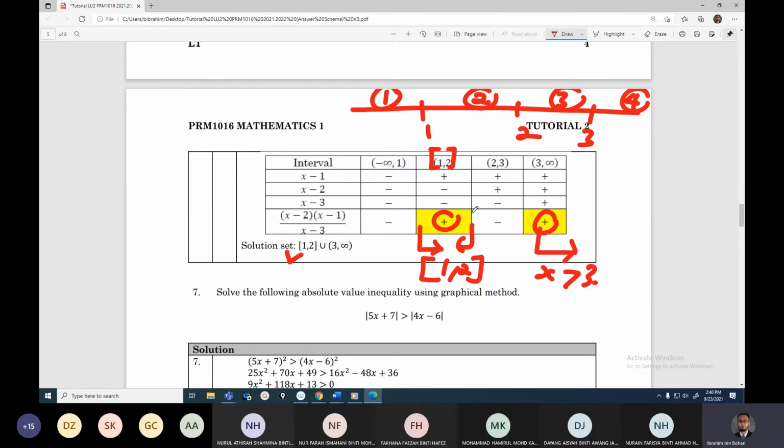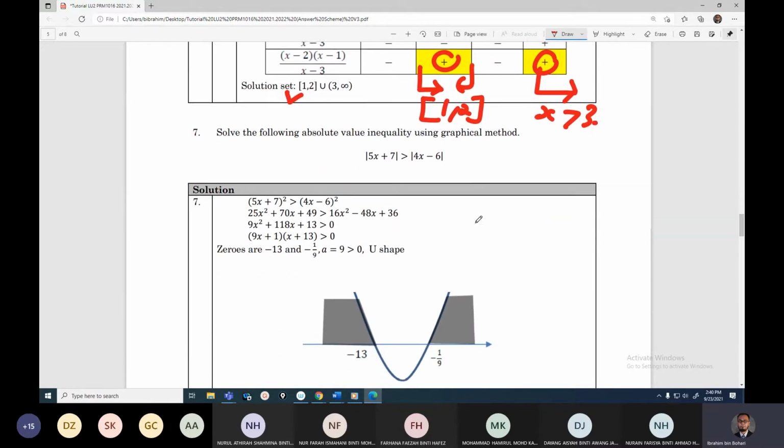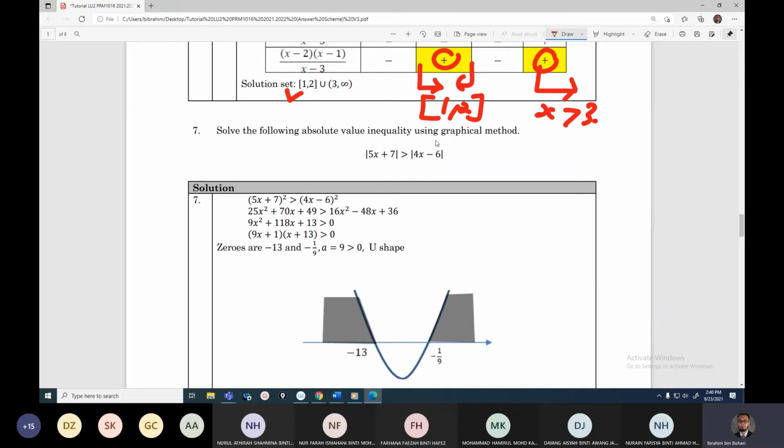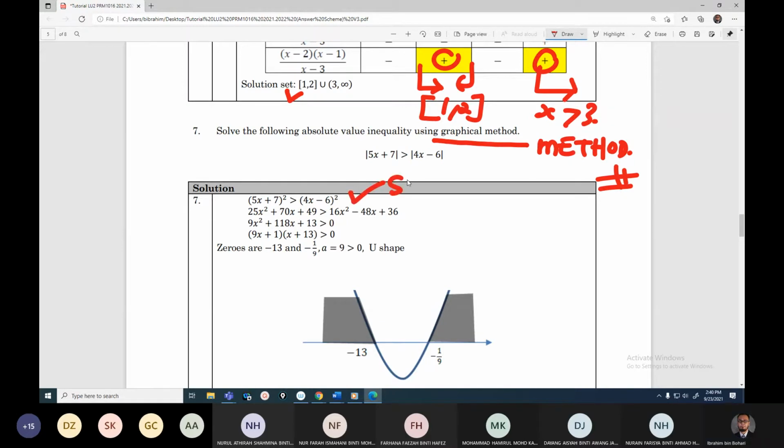Okay, question 7. Absolute value function, using the graphical method. This one is also the same. For the method, make sure you all use the correct method. Okay, question: |5x + 7| > |4x - 6|. And the first step, you square both sides. Okay, this one is step 1, squaring both sides.